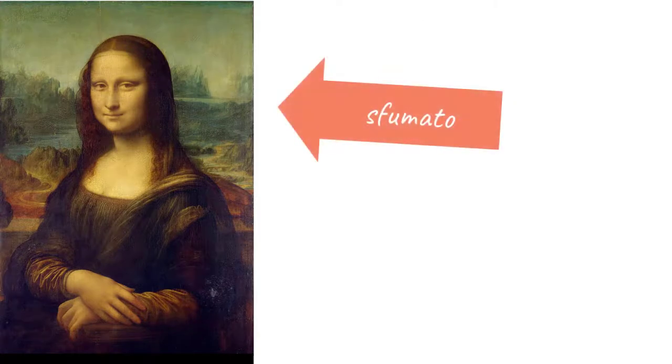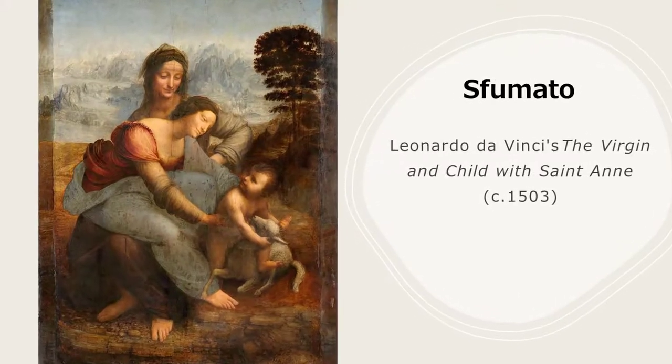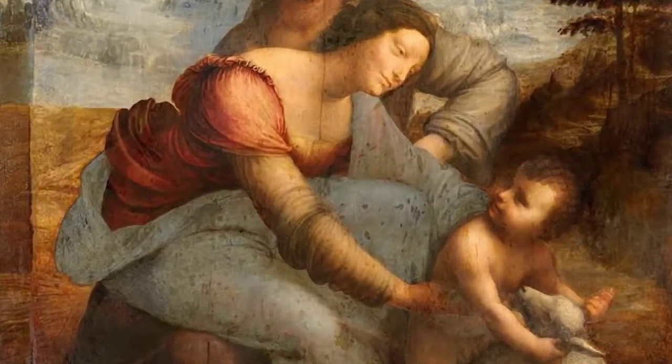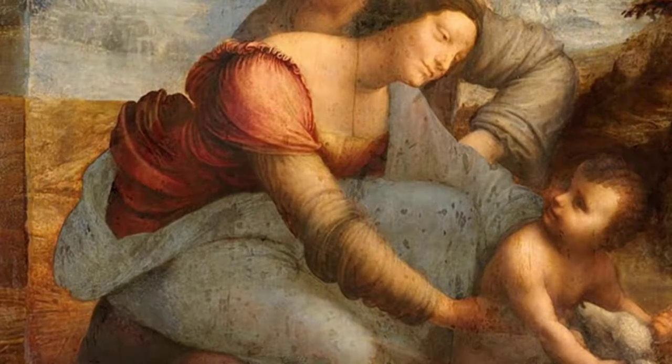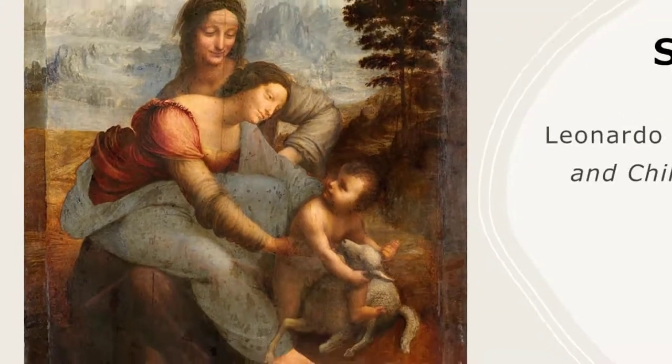So that's called sfumato. Here's another example of sfumato by Leonardo da Vinci. A lot of his work looks really smoky and blurry. The earlier styles used a lot of contour lines, whereas you see these blurrier, smokier lines here by the time we get to Leonardo in the 1400s.